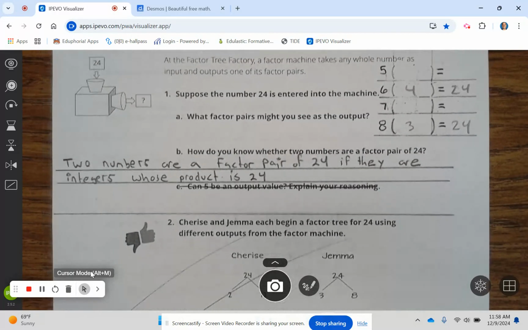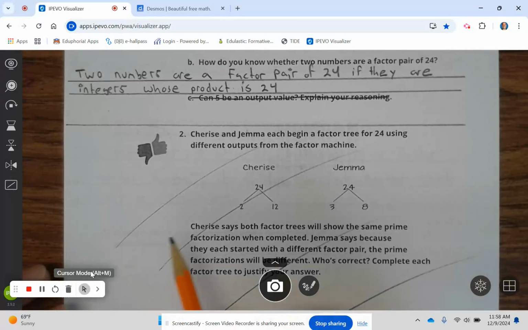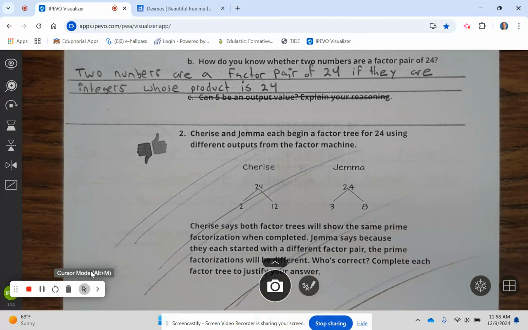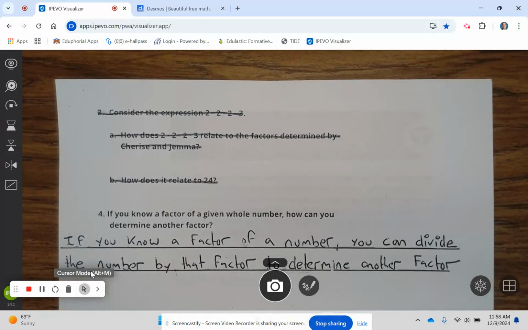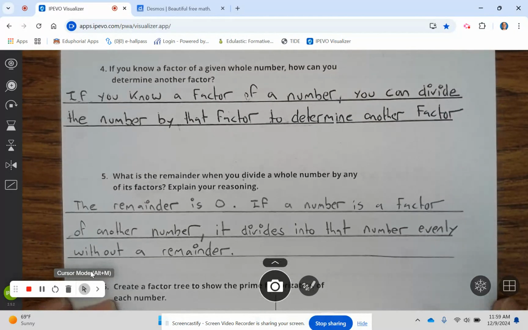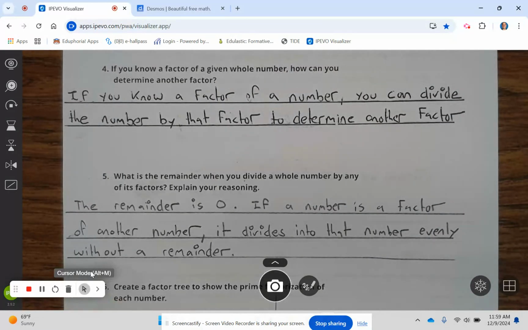All right, go ahead and mark out C, and then go ahead and mark out 2. All right, let's take a look at the next page. All right, go ahead and mark out 3A and B. Number 4. If you know a factor of a given whole number, how can you determine another factor? If you know a factor of a number, you can divide the number by the factor to determine another factor.